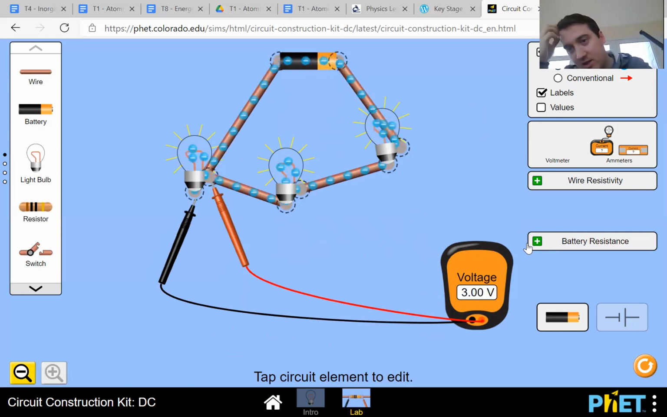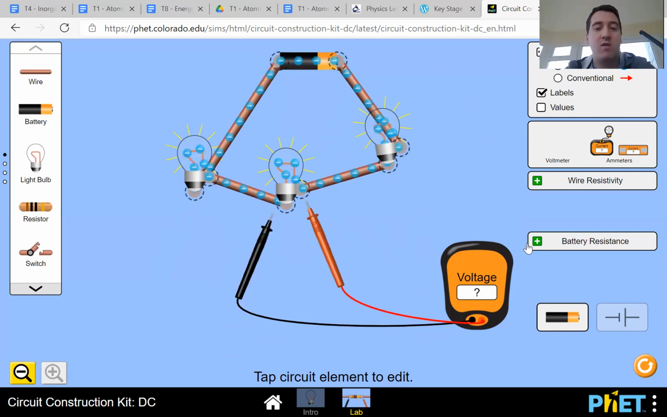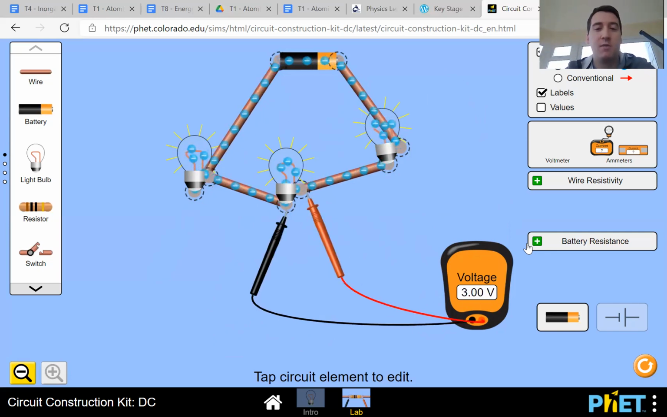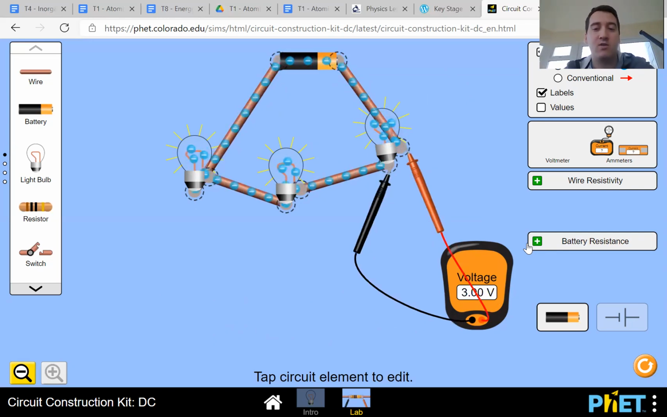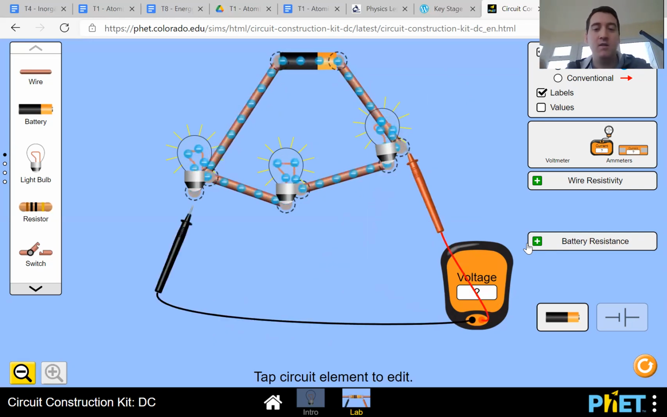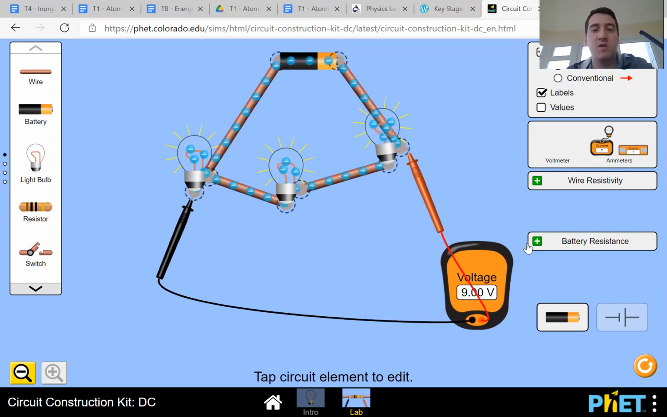So they split the potential difference equally. So they get 3 volts each. Okay, so bulb B is 3 volts and bulb C is 3 volts. If we measure across the 3, add them up, the total is 9 volts. So you get the idea.